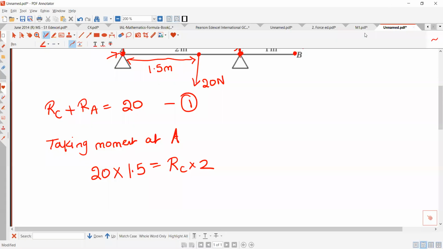Okay, since he came, I will explain it again from the first, don't worry. So how will you find RC over here? RC is 20 into 1.5 divided by 2.